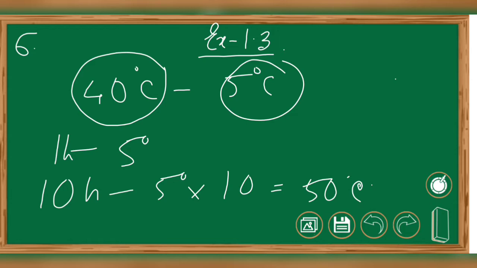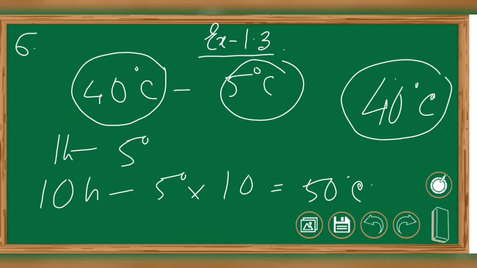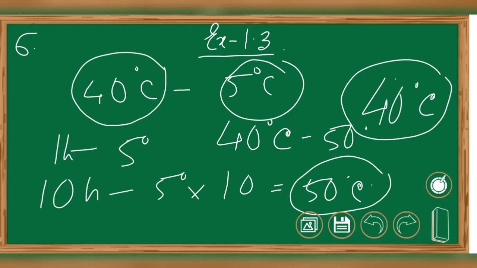Okay, so 40 degrees centigrade was at first. Now 50 degrees centigrade has been lowered. So what will you do? You will simply subtract 50 degrees centigrade from 40 degrees centigrade and the answer will become minus 10 degrees centigrade. So 10 hours after the process begins, the room temperature will be minus 10 degrees centigrade.